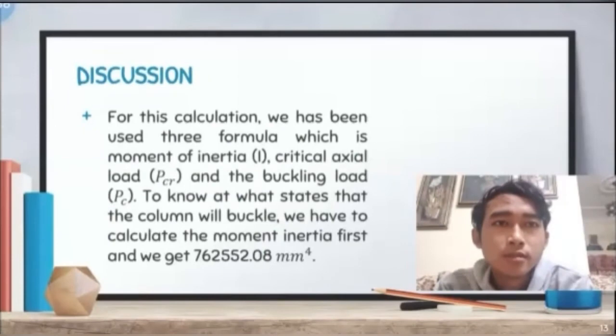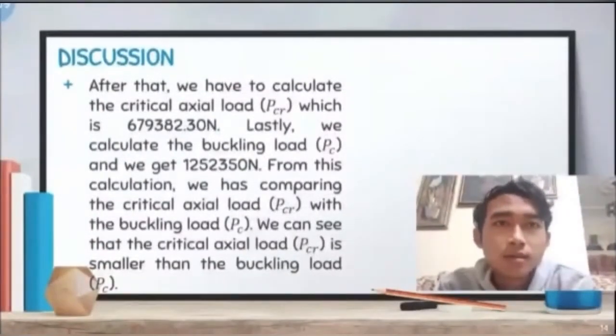For this calculation, we used three formulas: moment of inertia, critical axial load, and buckling load. To know at what state the column will buckle, we have to calculate the moment of inertia first, and we get 762,552.08. After that, we calculate the critical axial load, which is 679,382.30 Newton. Lastly, we calculate the buckling load and we get 1,252,350 Newton.